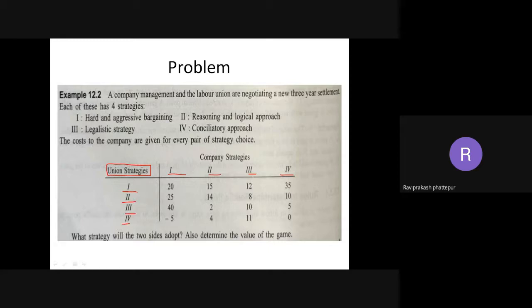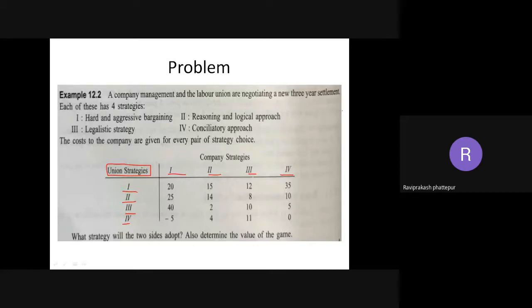So what strategy will both sides adopt also determines the value of the game. What strategy the company adopts, what strategy the union adopts, and what is the value of the game. So this is the question given to you. Strategies are given, four are there, for the company and the union.